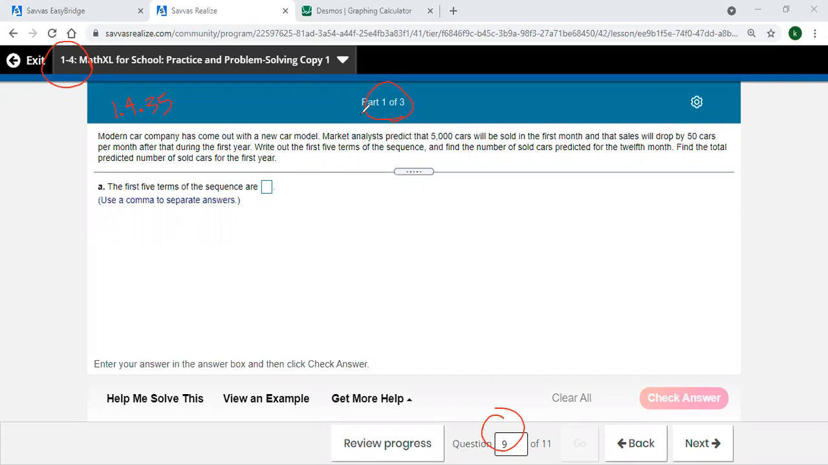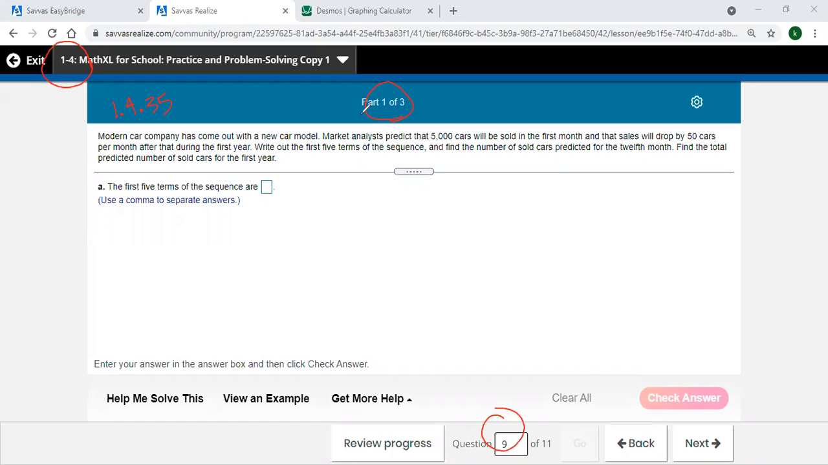Modern car company has come out with a new car model. Market analysis predicted that 5,000 cars will be sold in the first month and that sales will drop by 50 cars per month after that during the first year. Write out the first 5 terms.